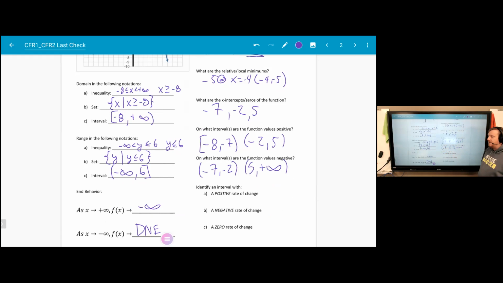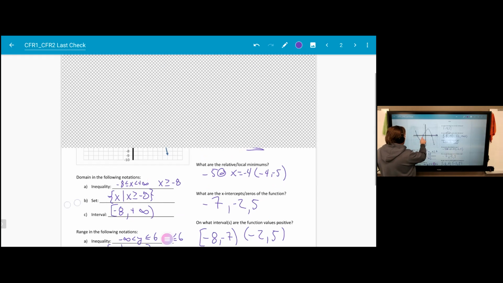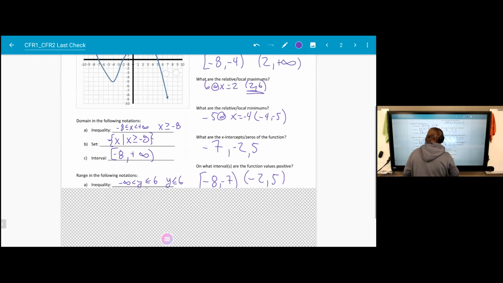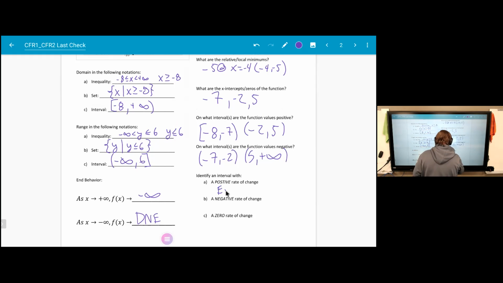For identifying an interval, all you're doing is picking 2 different points and then writing the x values that make it positive, negative, and 0. Well, let's see, if I picked this point and this point, if I drew a line between those two things, that would be a positive rate of change. So x is -2 and x is 1. That's an example. -2 to 1. Again, interval means we're looking for x intervals.